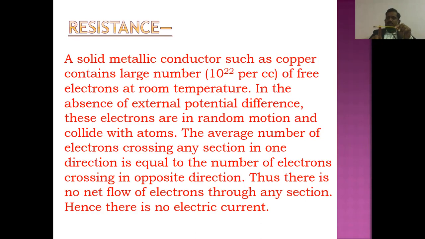Means net flow of electrons inside the wire is 0, because 100 electrons supposed to be traveling at right side, then 100 electrons will be traveling at left side. So net flow of current here is 0. So there is no potential difference applied across the wire. Then electrons are in a random motion, and directions of that electrons are not same. So net electric current through that wire will be 0.